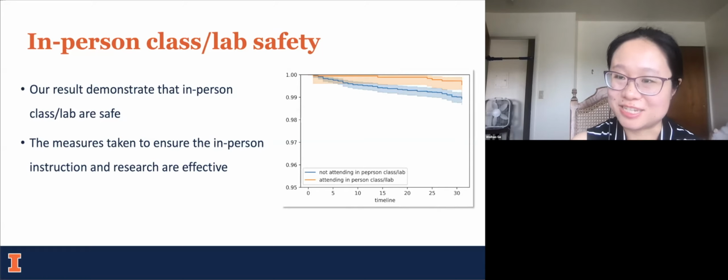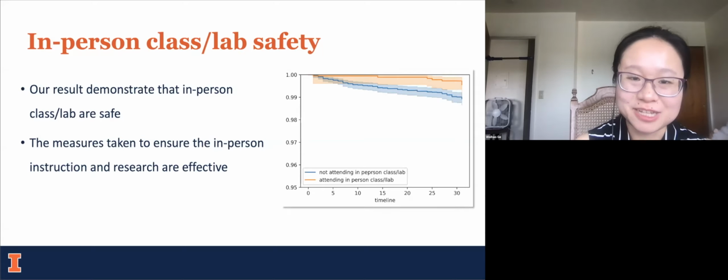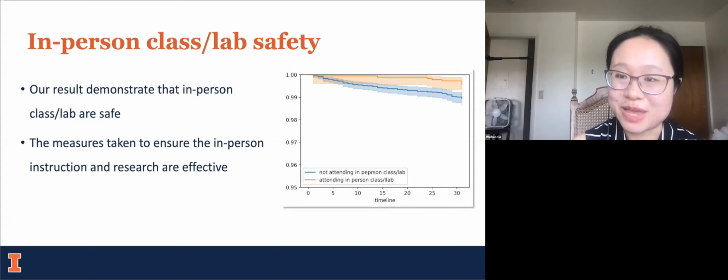We cannot simply conclude that going to class makes you safe, but it means that the measures the campus has taken to ensure that in-person instruction and research are actually effective, that the people who go to the in-person class or lab are safe.